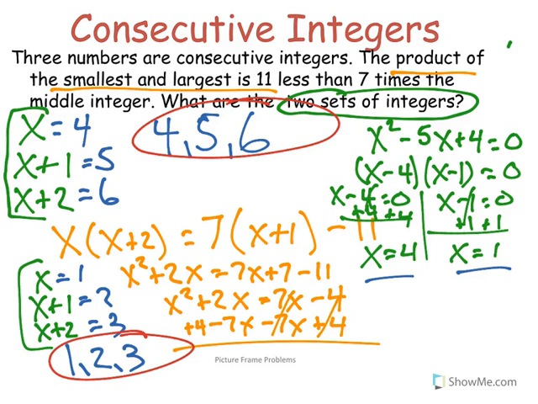So if we just check the 4, 5, and 6, the product of the smallest and the largest is 24. That's 11 less than 7 times 5. Well, yeah, that's 11 less than 35, 24. And if we check the second one, the product of the smallest and the largest is 3. 7 times the middle one is 7 times 2 is 14. 11 less than 14 is 3. So we can see pretty easily that they both should check.